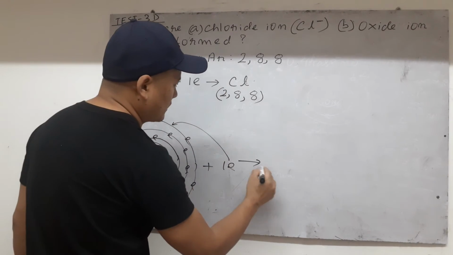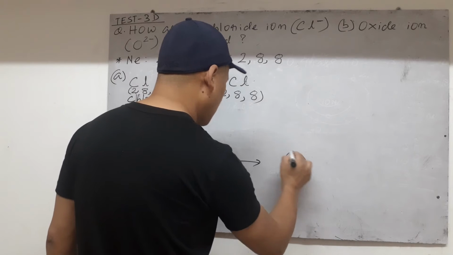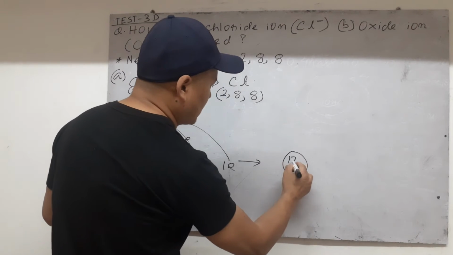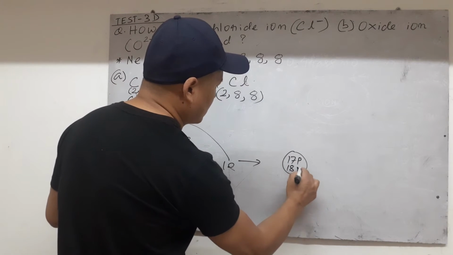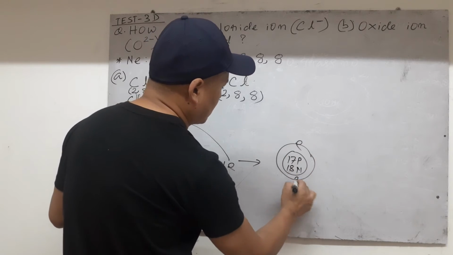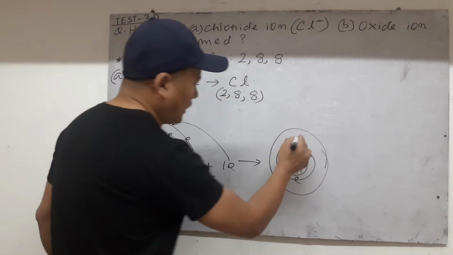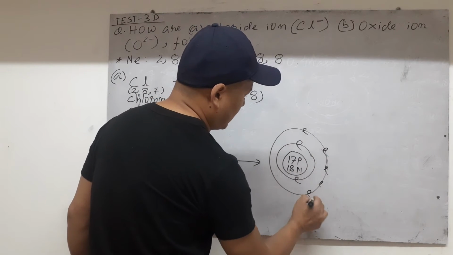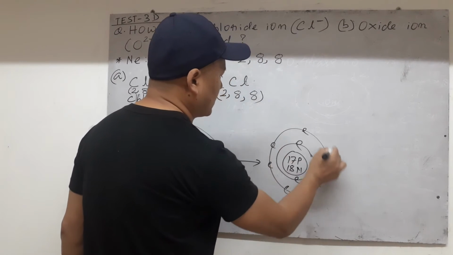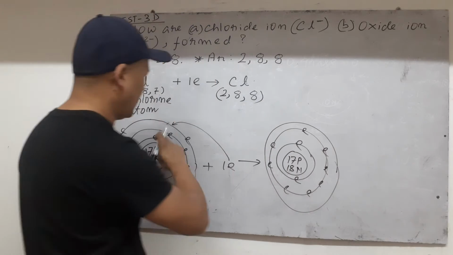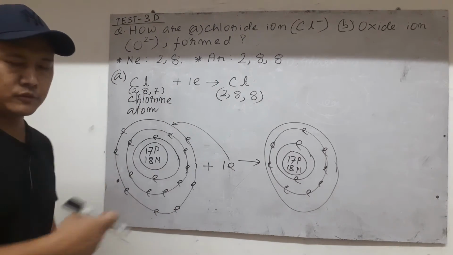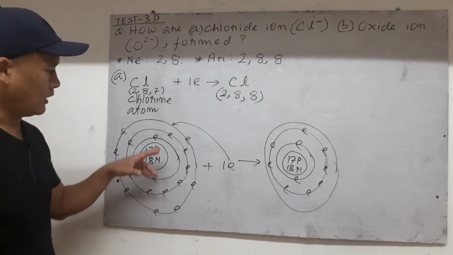So the structure will change to, now the proton is not touched, same 18 neutrons. First shell also not touched, so same like this one, 2, and here also not touched, 8. So 1, 2, 3, 4, 5, 6, 7, and 8. Where we touch is only in the last shell or outermost shell, which is called the valence shell.